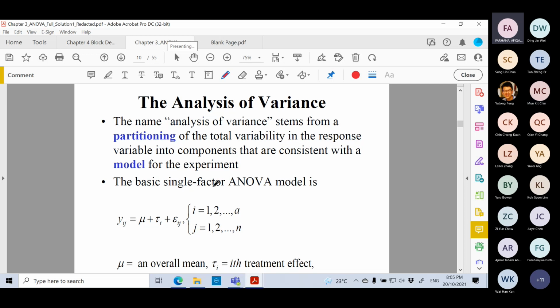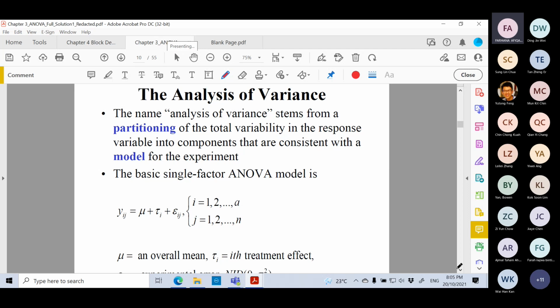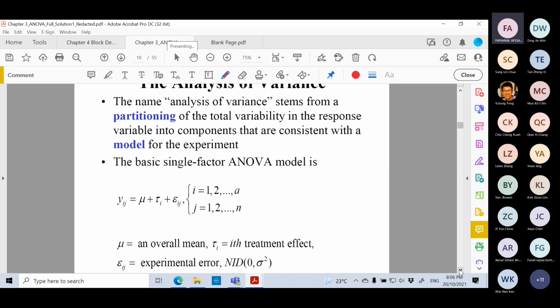So if you can recall, just now we had the observation Yij, which we call the response variable. The response variable will be affected by the overall mean, here the mu stands for the overall mean. At the same time, it is also affected by the second term, tau i. What is tau i? It means the treatment effect, meaning that you have level 1, level 2, level 3, and so on. So the i-th level is called the treatment effect.